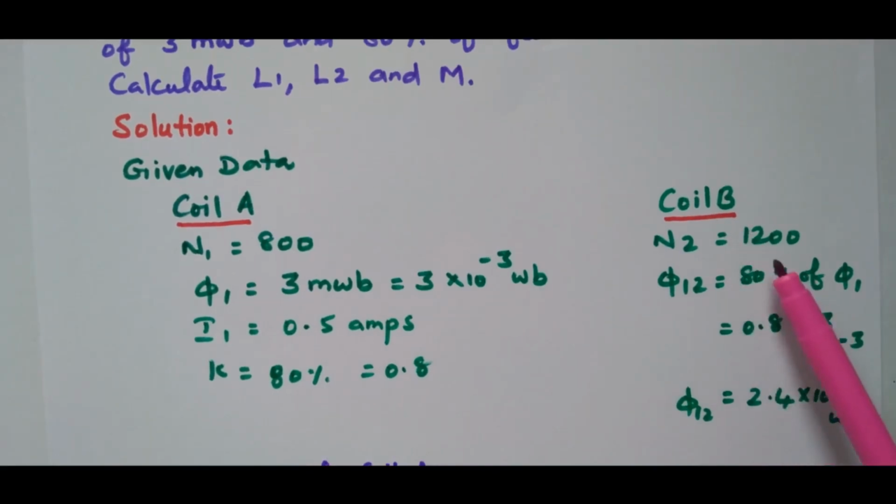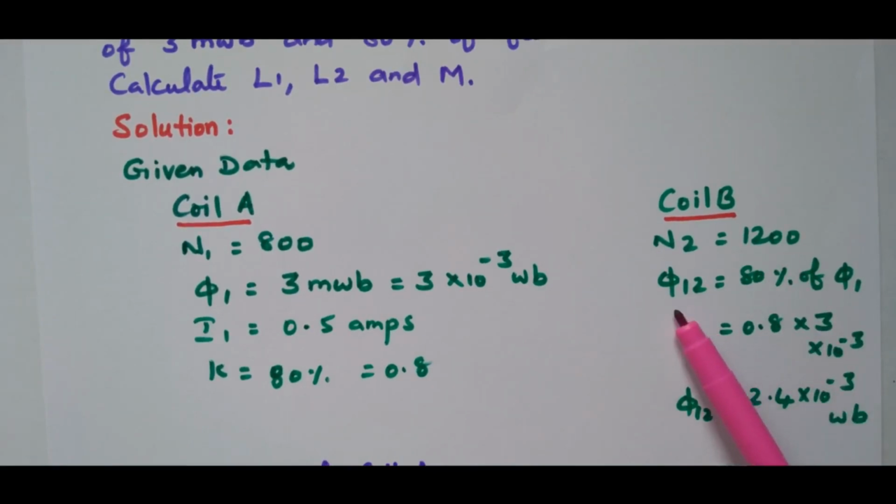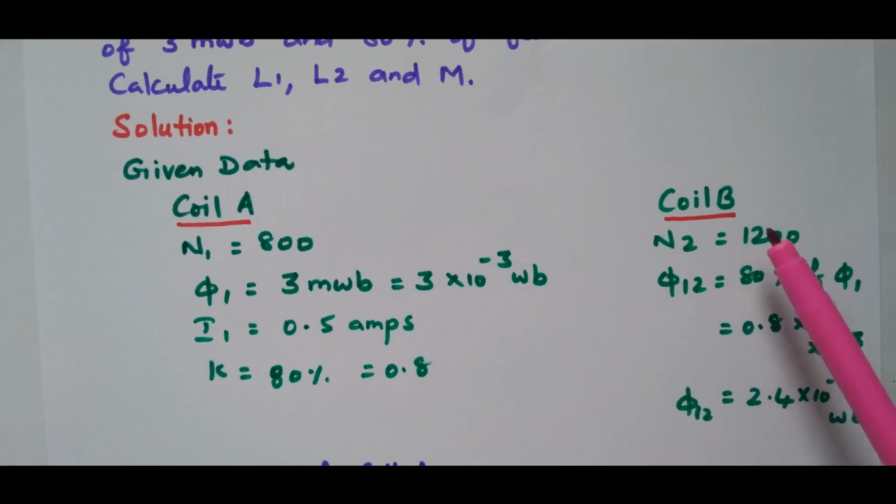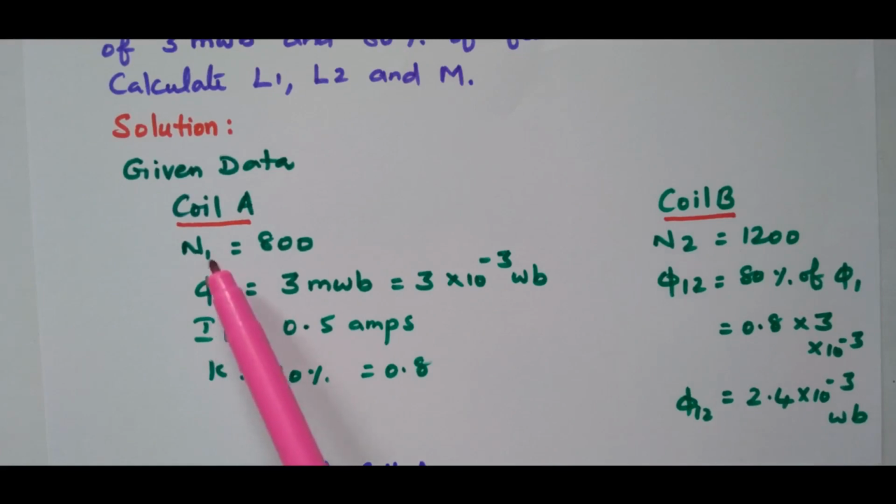For coil B, the number of turns available is 1200. The flux is phi 12. The 80% of phi 1 is available in phi 12. So 80%, 0.8 into 3 into 10 to the power minus 3, it is 2.4 into 10 to the power minus 3 Weber. For coil B, the number of turns and flux are available, but the current is not available in coil B. Right? For coil A, all are available.